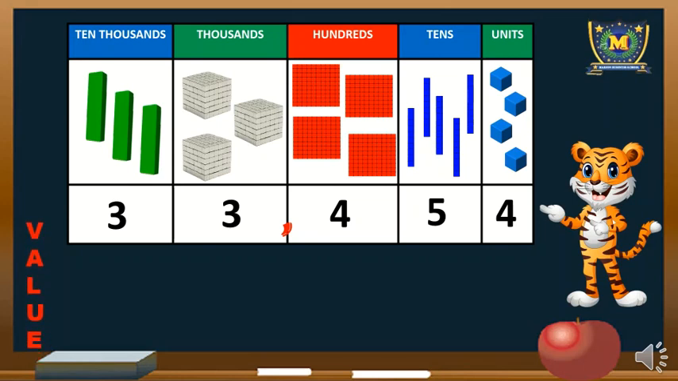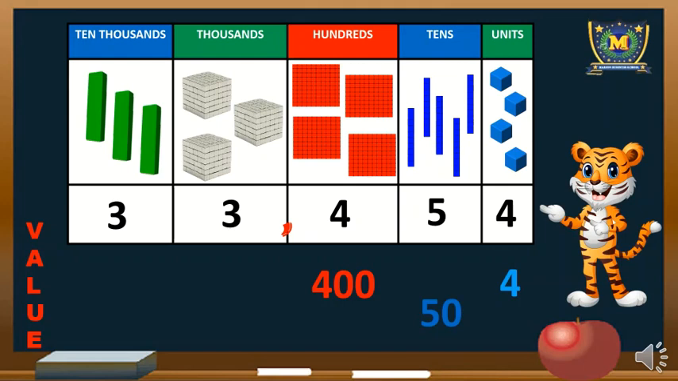Now let's start on the units place. Since we have here 4 units, the value for 4 units is 4. And for 5 rods in the tens place, the value for 5 rods is 50, since 1 rod is equal to 10, so we simply add 10 5 times. And for the hundreds place, we have here 4 flats, and the value for 4 flats is 400. Since 1 flat is equal to 100, we simply add 100 4 times, so it becomes 400.